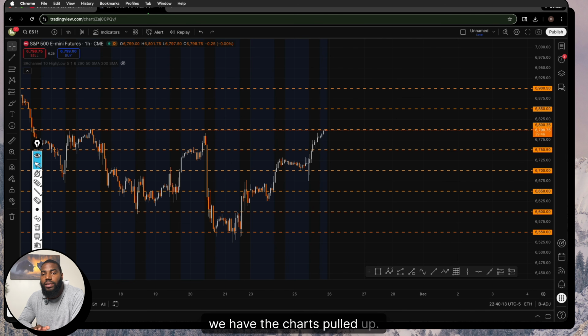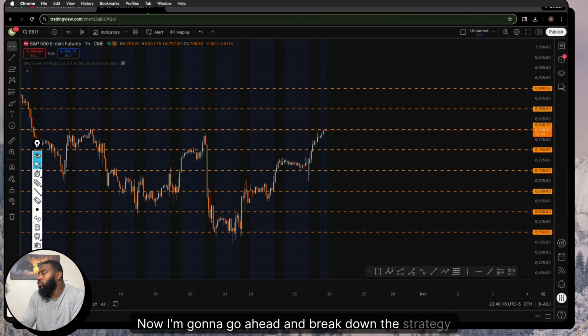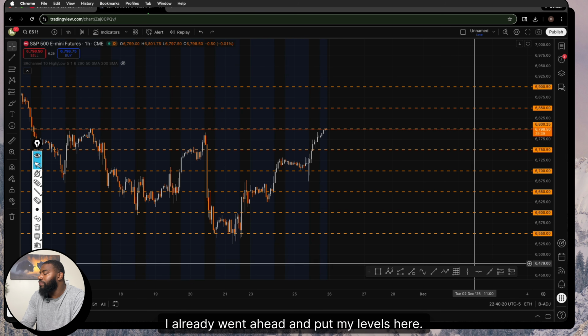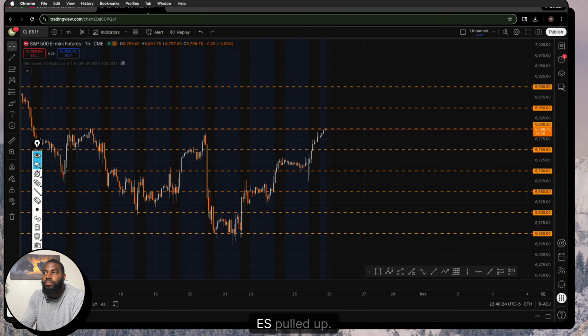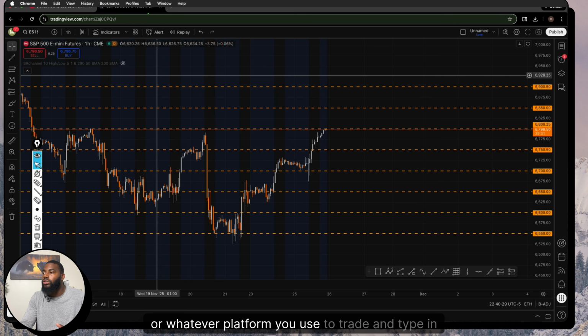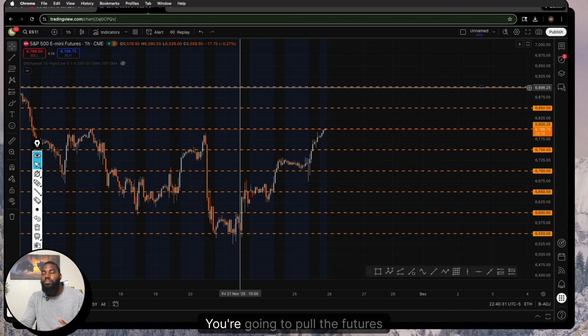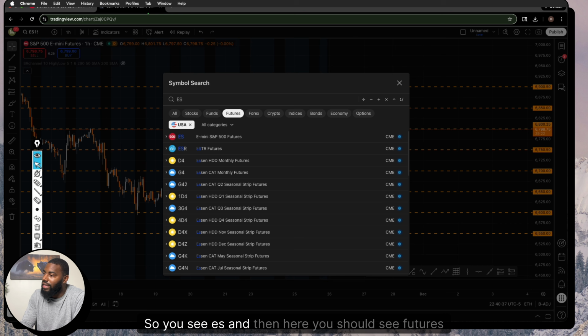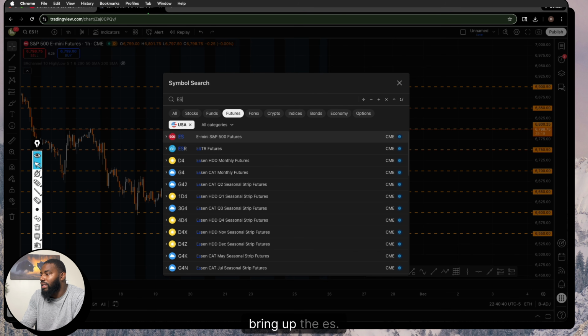We have the charts pulled up now. I'm gonna go ahead and break down the strategy for you guys. I already went ahead and put my levels here. The first thing you're gonna do is get ES pulled up. So go to TradingView or whatever platform you use to trade and type in ES. It's gonna pull the futures contracts up. And then here you should see futures, bring up the ES.